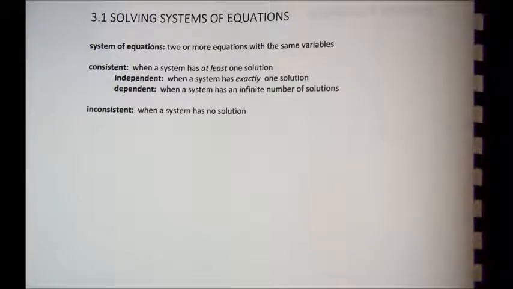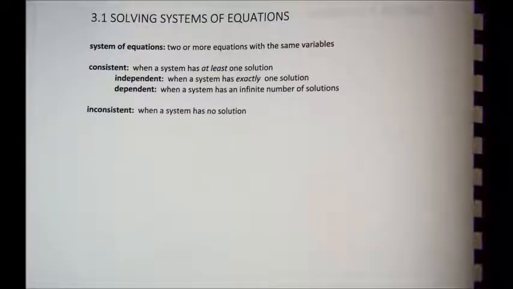A system of equations is a set of 2 or more equations that have to have the same variables. Each system can be classified as consistent and inconsistent. A consistent system happens when a system has at least one solution. A consistent system can also be classified as independent or dependent. It's independent when a system has exactly one solution. For example, when lines cross at exactly one spot. That would be an example of a consistent, independent system.